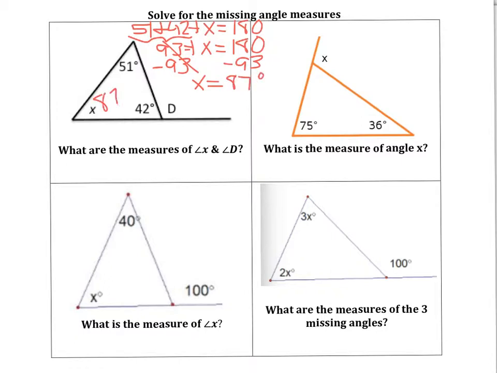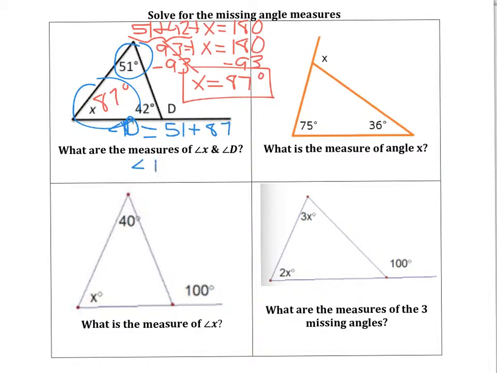Now that I know that, I can use my exterior angle theorem to solve for D. So using that, I would just say, okay, angle D must equal the sum of the two non-adjacent angles. Sorry, let me rewrite that. So angle D would equal 51 plus 87, which means angle D has a measure of 138 degrees.